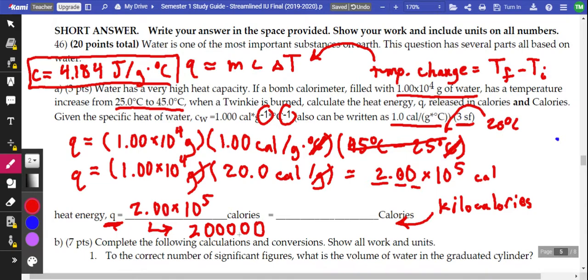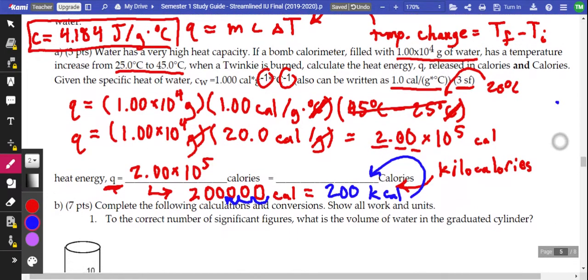If I'm moving this 5 spots to the left, I should have 5 zeros. So we have 200,000 lowercase calories, which then we move the decimal place 1, 2, 3 spots to the left, and we get 200 capital C calories, which is also known as kilocalories, which is much better. Seems to make a lot more sense. Again, if you have a Twinkie that you're eating that's only 20 calories, then sign me up, but usually not that healthy.